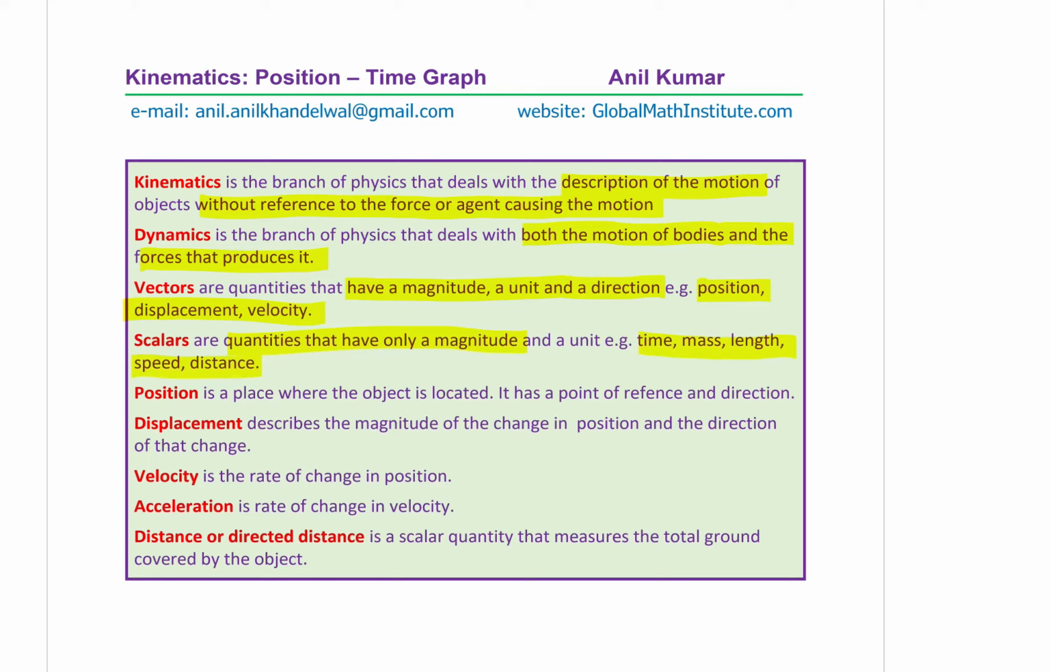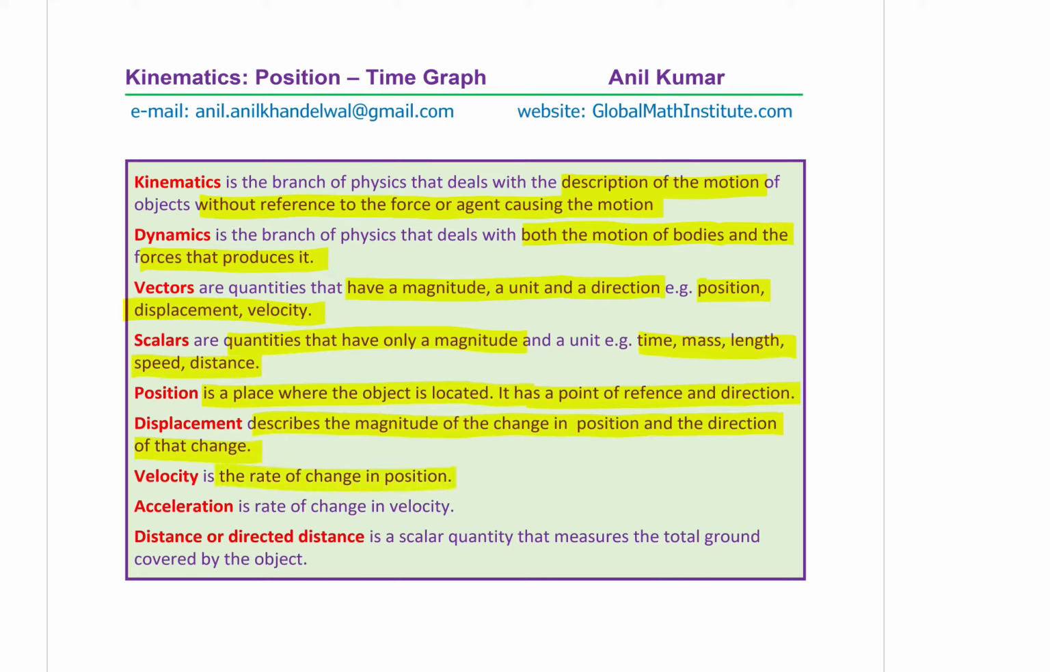So let's define what is position. Position is the place where the object is located. It is a point of reference and direction, right? So it has a point of reference and direction. Now, displacement. Displacement describes the magnitude of change in position and the direction of that change. So both magnitude and direction, it is a vector quantity.